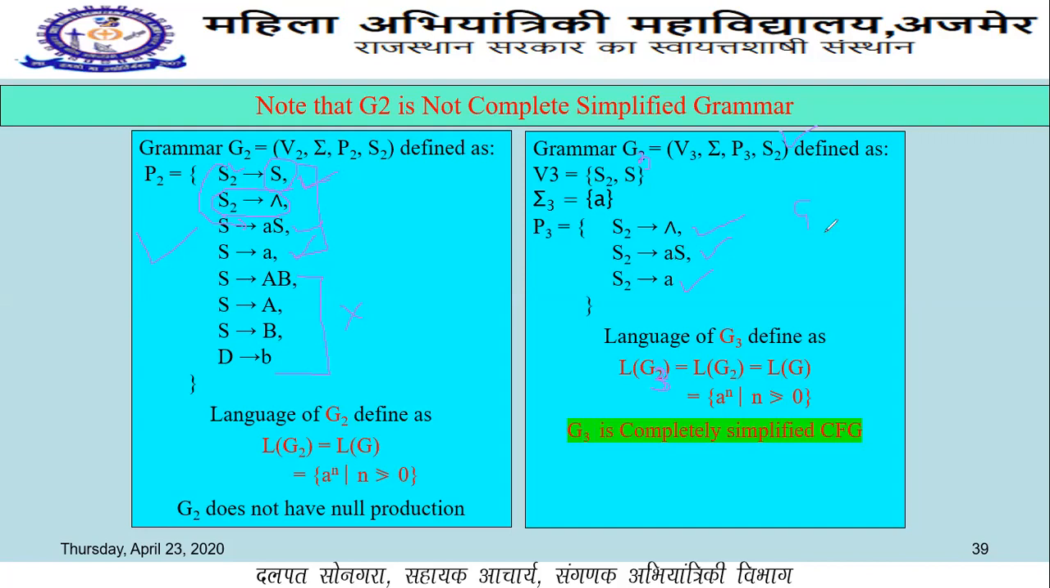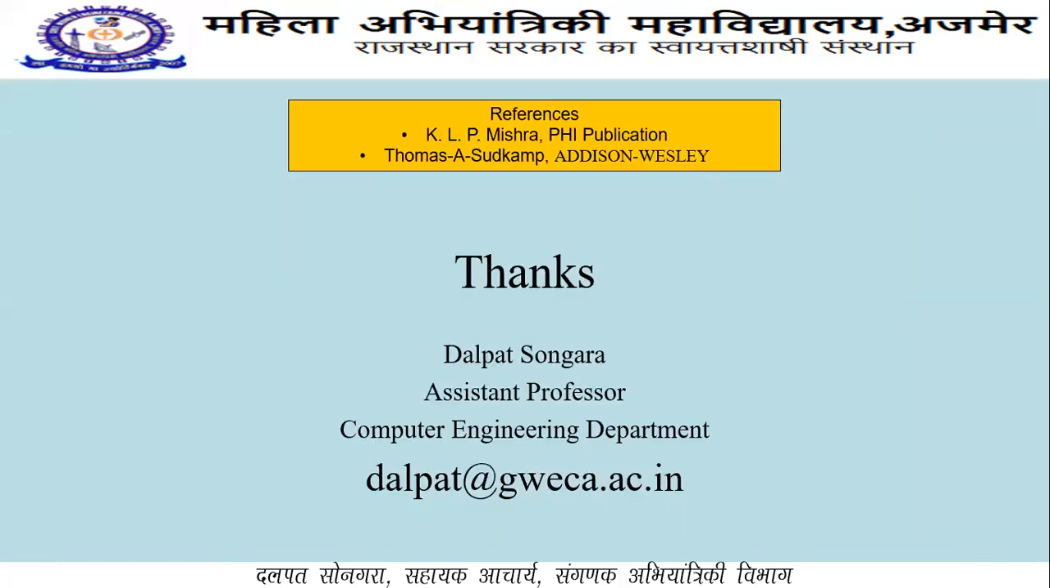And the language of this G3 is equal to the language of G2 and the language of G, that is n occurrences of A, where n is greater than or equal to 0, and this G3 is a completely simplified context free grammar. I hope this is clear. The reference of this topic is KLP Mishra and Sudkamp.